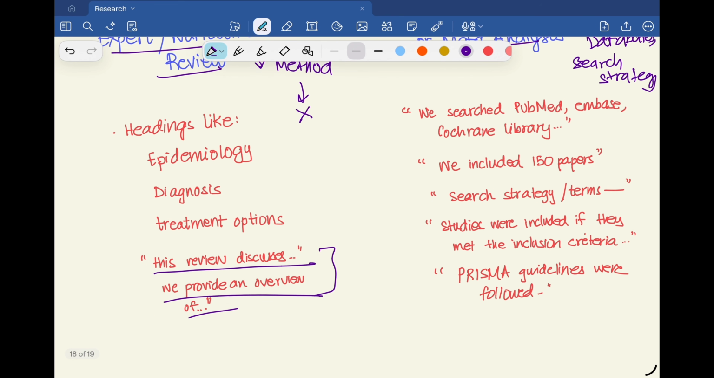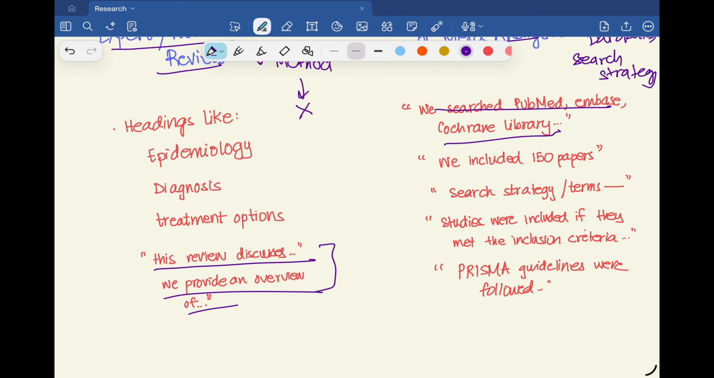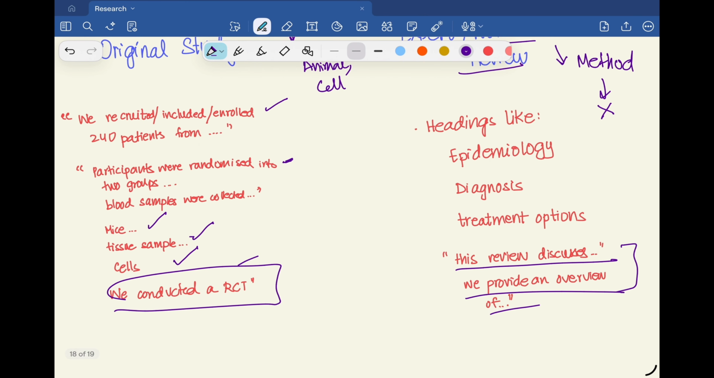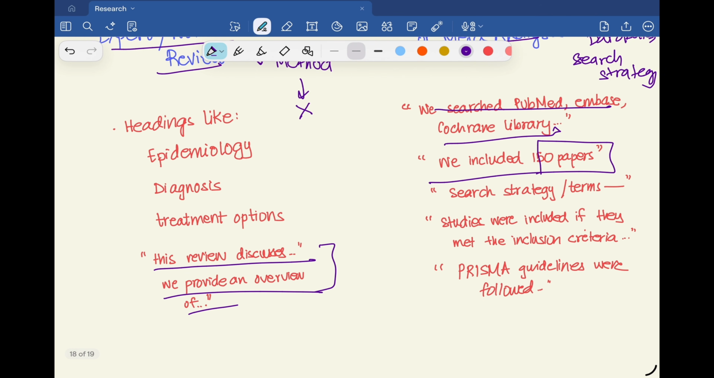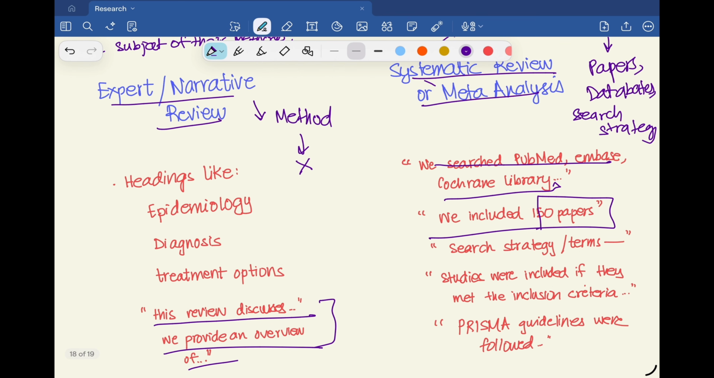And there are going to be phrases such as we searched PubMed, Embase, and this. We included these many papers. Now, instead of patients, they are saying we included these many papers. So that's a sign that it's a systematic review and meta-analysis. Also, let's be honest, in the older papers, maybe it wasn't mentioned in the title that it's a systematic review or a meta-analysis, but now it's mostly mentioned in the title. So you don't even have to scroll all the way to the method section to know that it's a systematic review. You can just read the title.